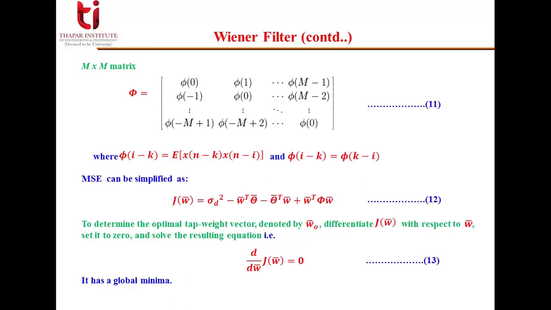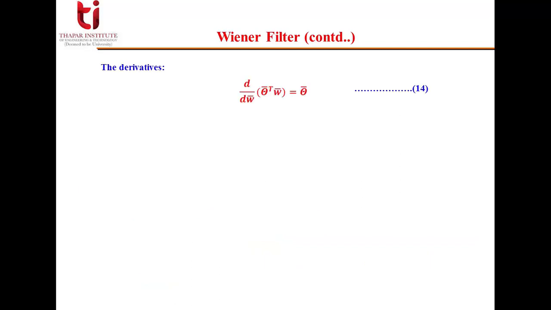Now let's talk about the derivatives. As we have seen in equation number 12, the mean square error equation, we have different terms. That means if we differentiate this equation, we have to take the derivatives individually, and we will see what each derivative will result into. The derivative of sigma d square will be a constant, because that signal is given to us with some variance. So that derivative will be equal to 0, and let's discuss the other derivatives.